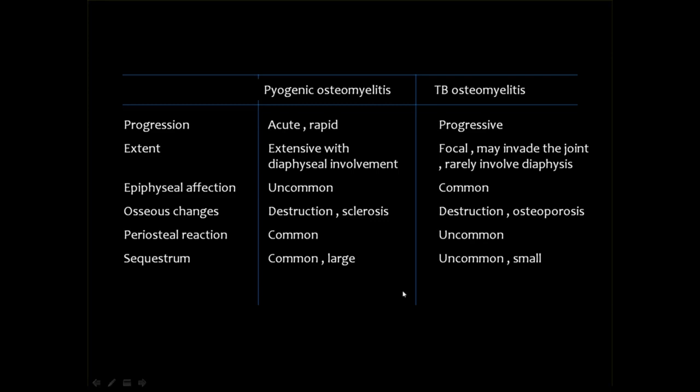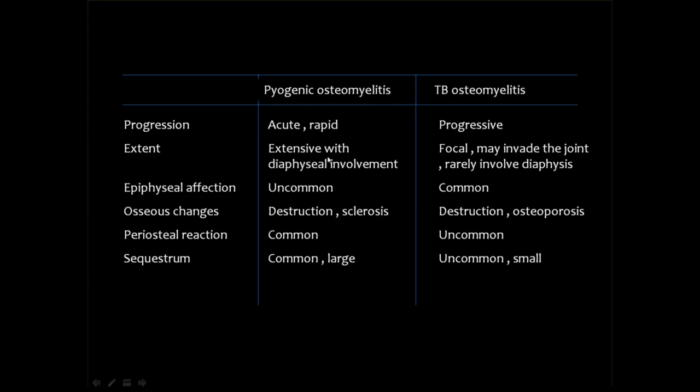This is the difference between pyogenic osteomyelitis and TB osteomyelitis. Pyogenic osteomyelitis is acute and rapid. Tuberculous osteomyelitis is a progressive disease.